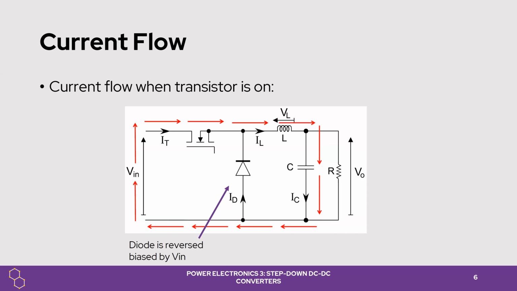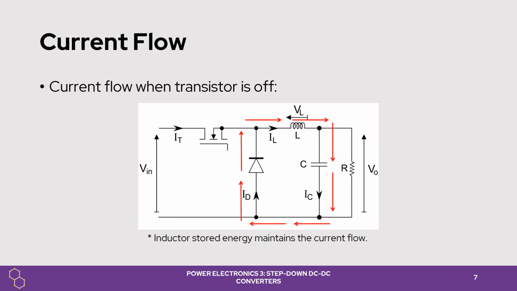Now let's have a look at how the current flows when the transistor is on and off. When the transistor is on, in other words, when the switch is closed, the current flows in the path which is indicated by the red arrows on the slide. So the freewheel diode is reverse biased, since it was mentioned in the previous slides that the diode is placed to create a path for the current when the transistor is off. But here we are considering the condition when the transistor is on.